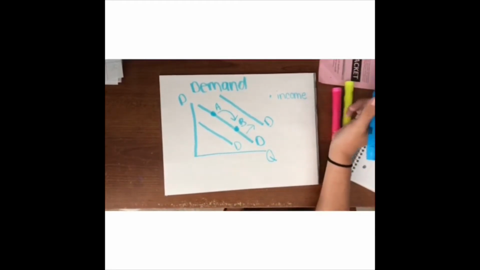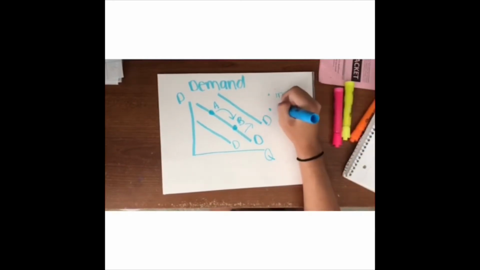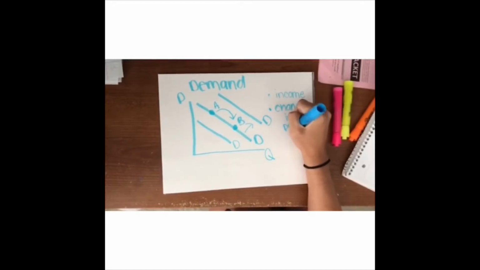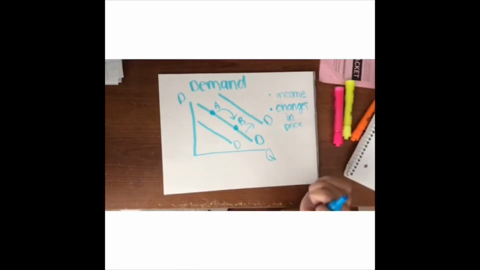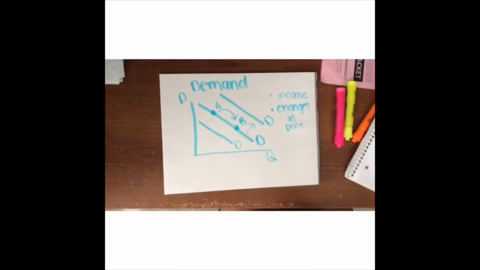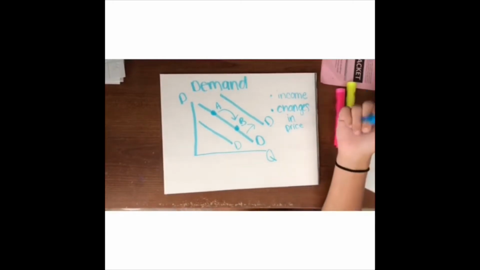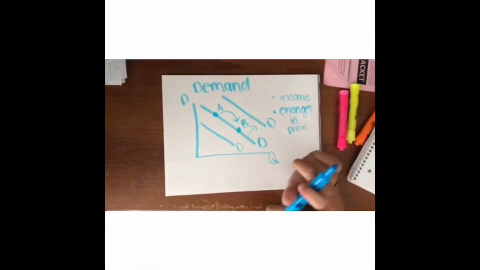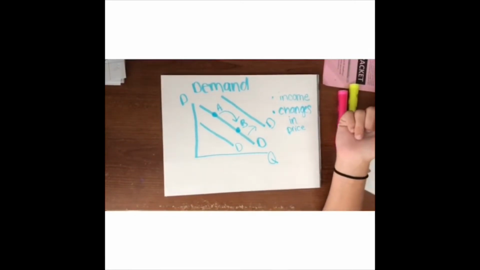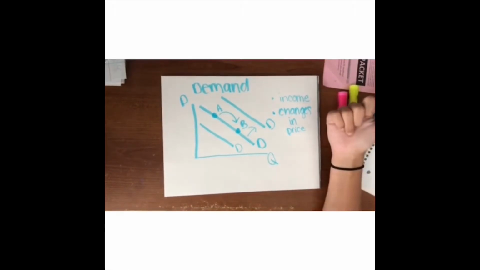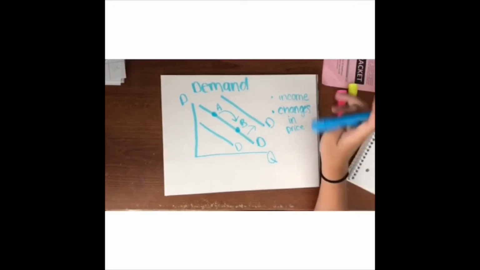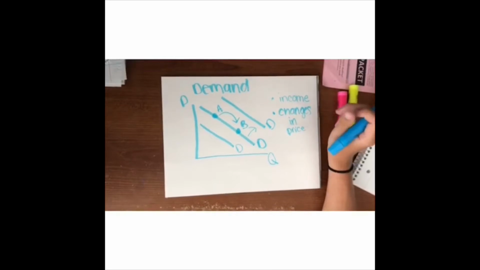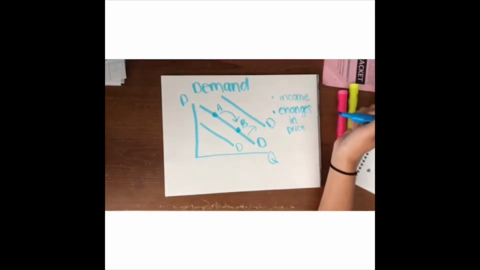Another determinant of demand would be changes in prices of the other goods. So these have to do with complements and substitutes, which are two other types of goods. So complements are two goods that go with each other. So you could say like peanut butter and jelly. So if the price of peanut butter decreased, then the complement, which is jelly, the demand would increase because people would be more inclined to buy both. And then substitutes are goods that kind of replace one another.